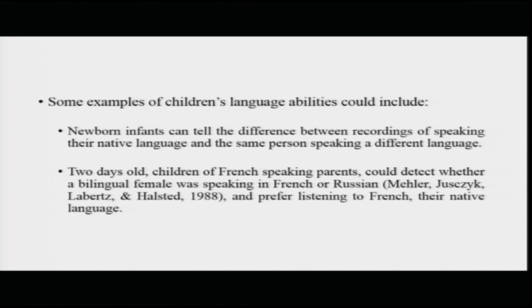This was shown by Mehler and colleagues in 1988, and it tells us that yes, children are attending to language. They are paying very, very detailed attention to what language is being said, so much so that they can distinguish between the same person speaking French and speaking Russian. What should this tell us? Should this tell us that, for example, French speaking children are born with genes that allow them to speak French? It could be something else.